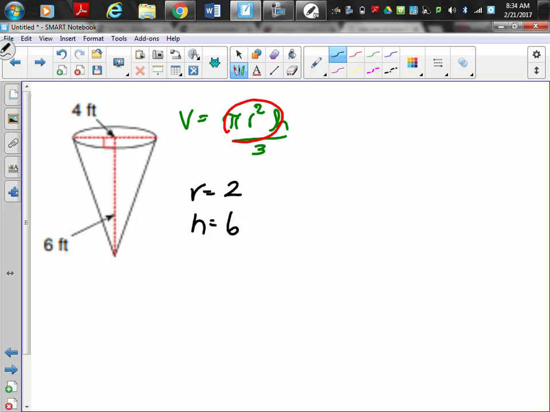Alright, so at this point it's called plug and chug. Once we have all of our pieces, we plug in the numbers, and the calculator chugs us an answer. So we're going to plug it in. We're going to go pi r squared. So what does the term r squared mean, Paul? Square what?